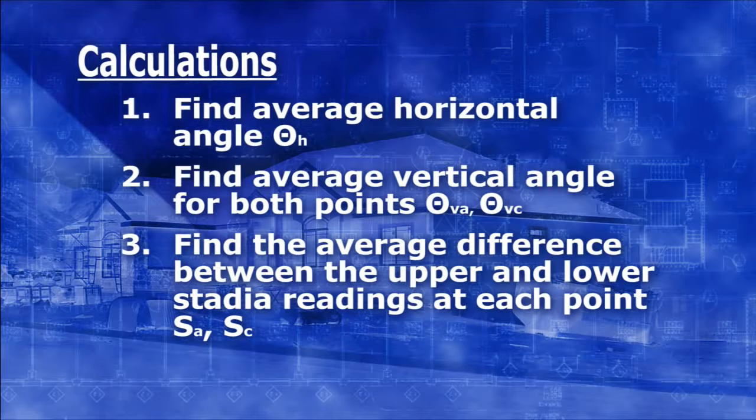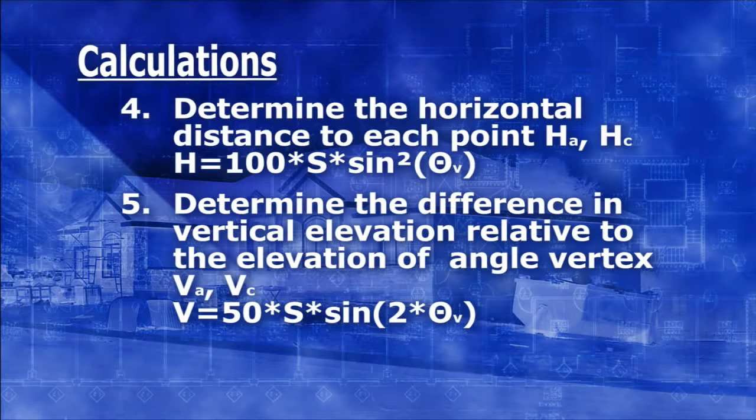Next, find the average vertical or zenith angle for each point A and C. Third, find the average difference in stadia readings for each point A and C. Using the average values found in steps 2 and 3 for the vertical angle and stadia reading difference, proceed to determine the horizontal distance to each point as well as the differential elevations.